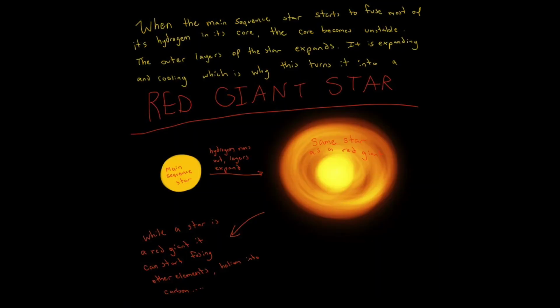When the main sequence star has fused most of the hydrogen in its core, the core becomes unstable. The outer layers of the star expand. It is expanding and cooling, which is why it turns into a red giant star. Main sequence star, the hydrogen runs out, the layers expand. It's the same star, but it's just a red giant. While a star is a red giant, it can start fusing other elements, helium into carbon, and so on.